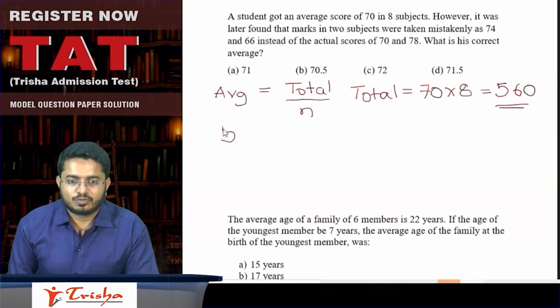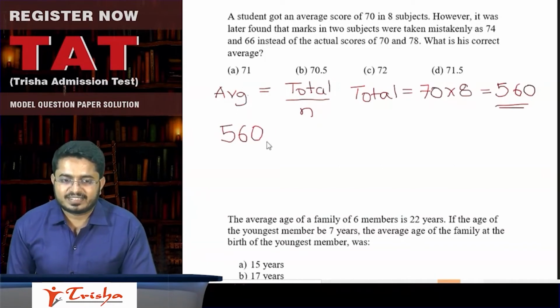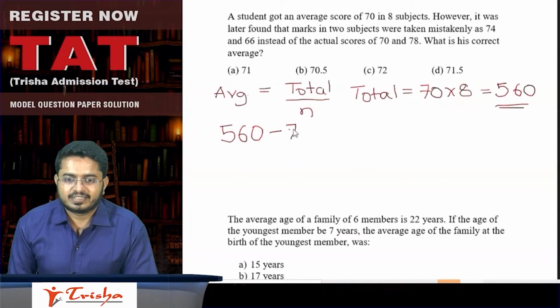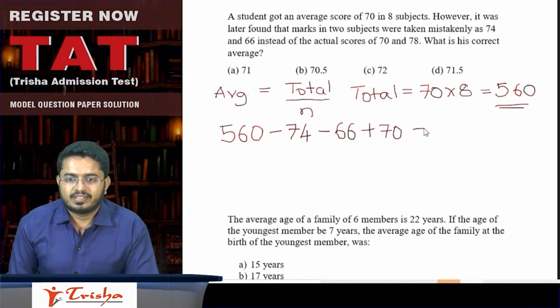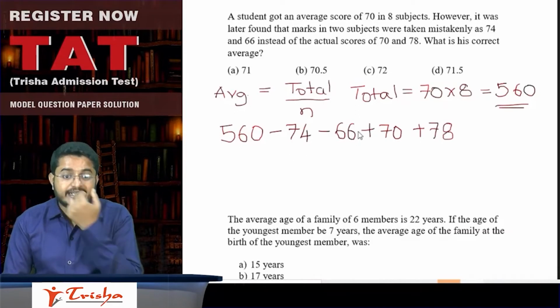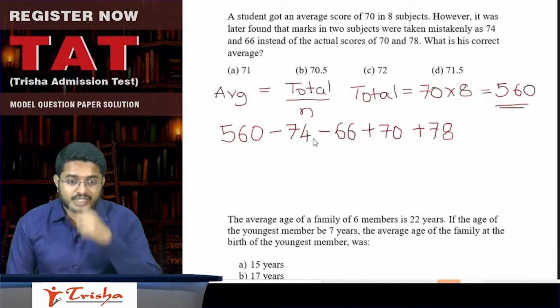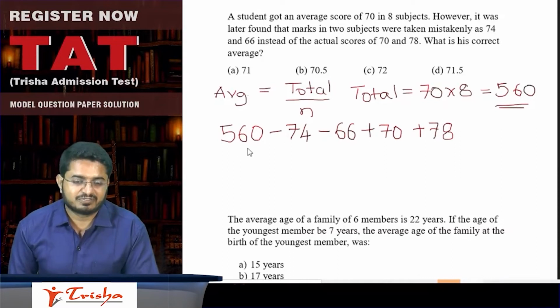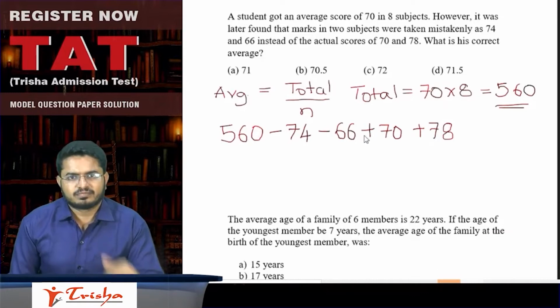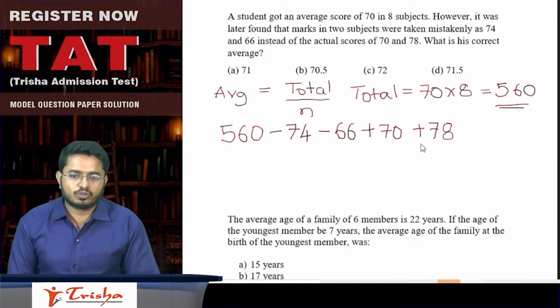Now, you just have to plug in the data given there. What are the two scores which have been taken mistakenly? 74 and 66. So what should you do there? You have to deduct that, correct? What is his actual score? 70 and 78, correct? So 74 and 66 were taken mistakenly, where 70 and 78 should have been taken. Now, many students, what will you do is, you'll first deduct 74 from 560, then you'll deduct 66 from 560, then you'll add 70, then you'll add 78. Don't do that. You can cancel out.